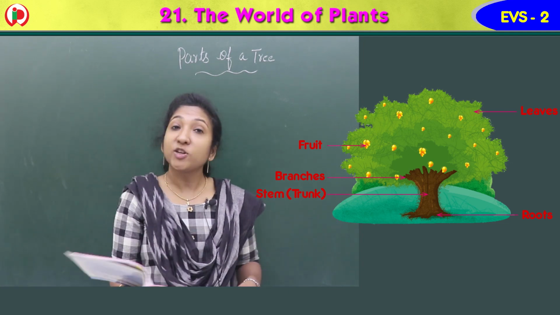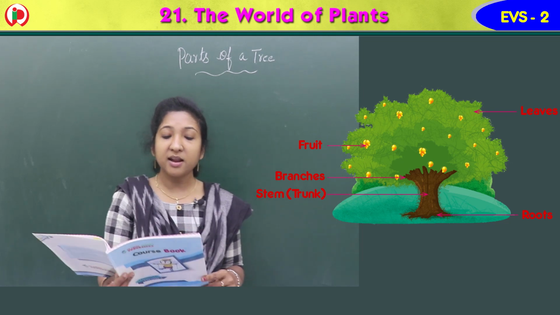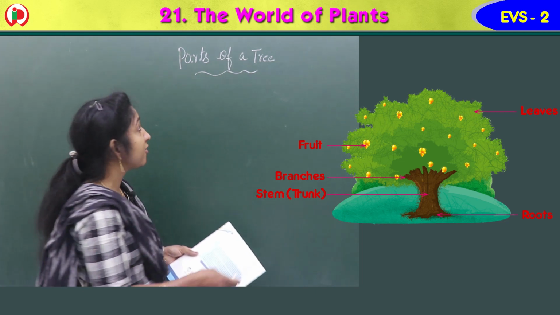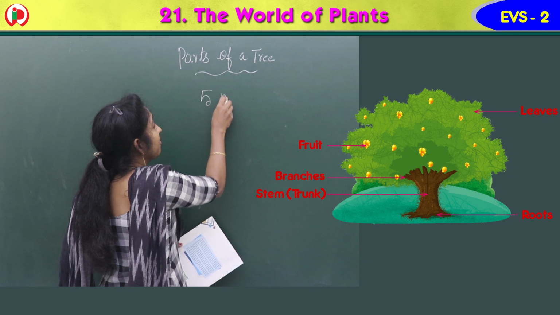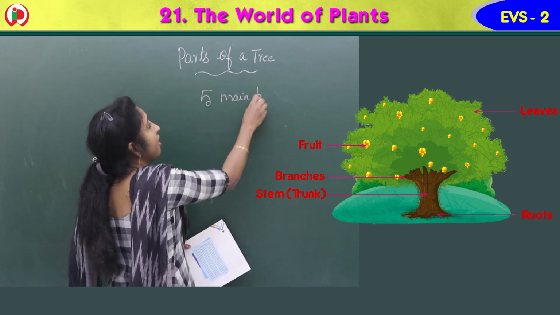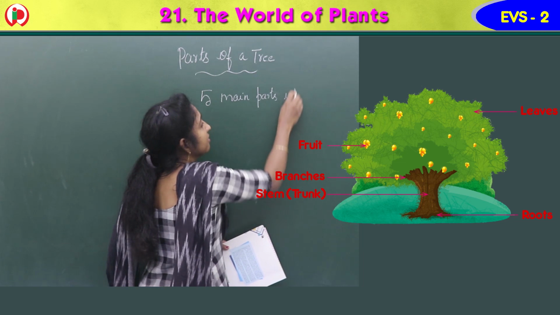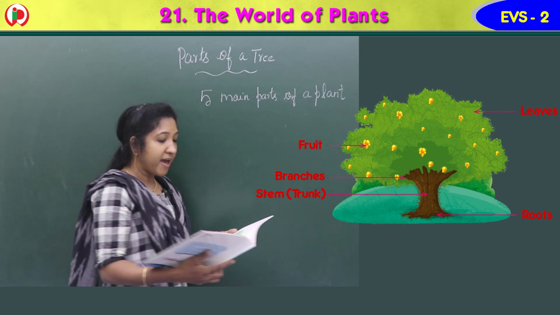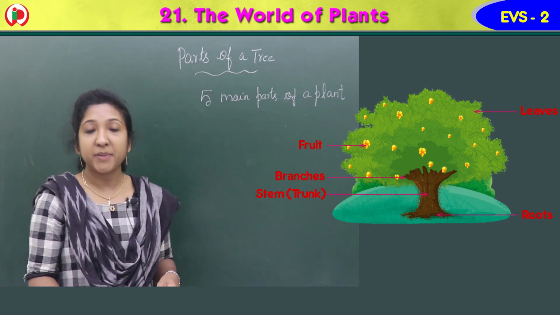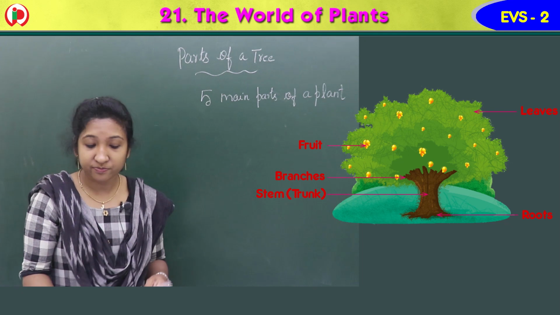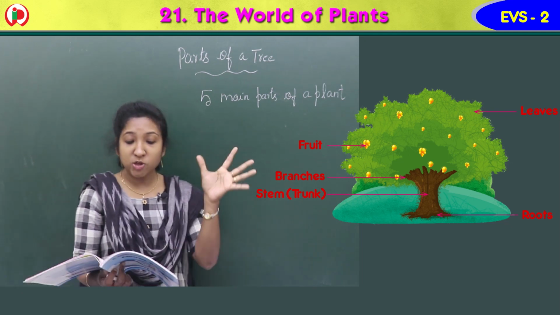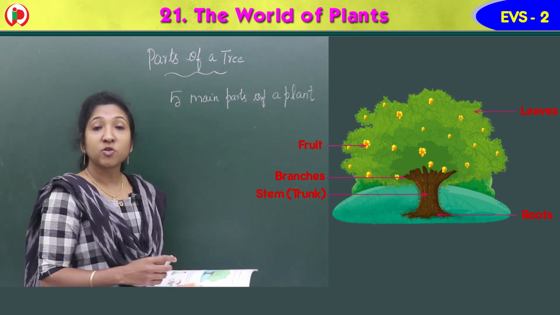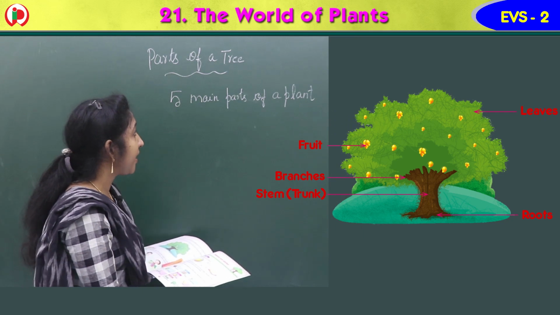Now let us learn about these parts. There are 5 main parts of a plant. So how many parts are there, children, for a plant? There are 5 main parts of a plant. What are they? Can you see the image here? Image of a tree they have given here.